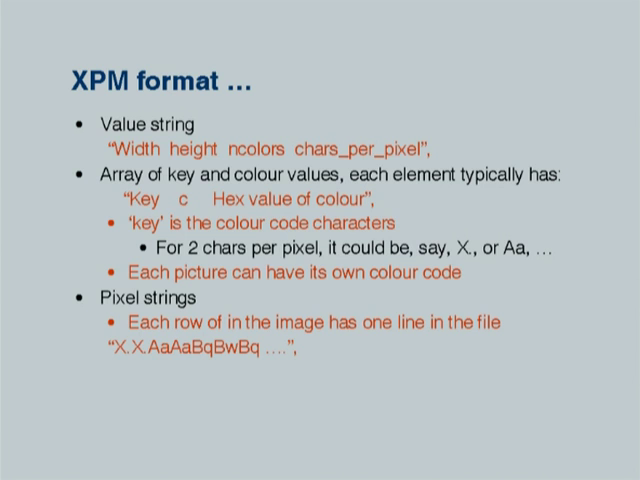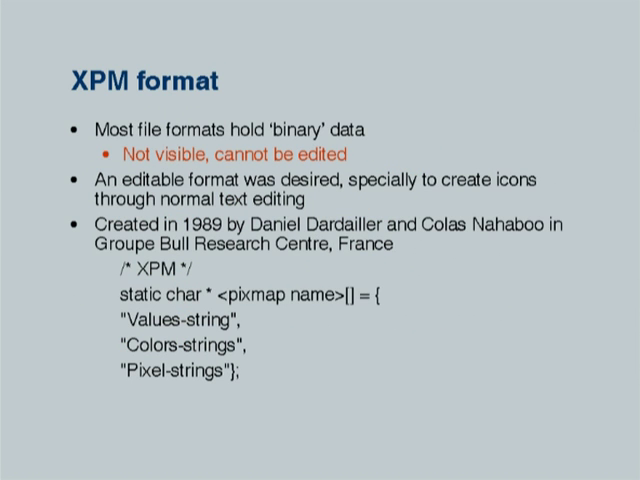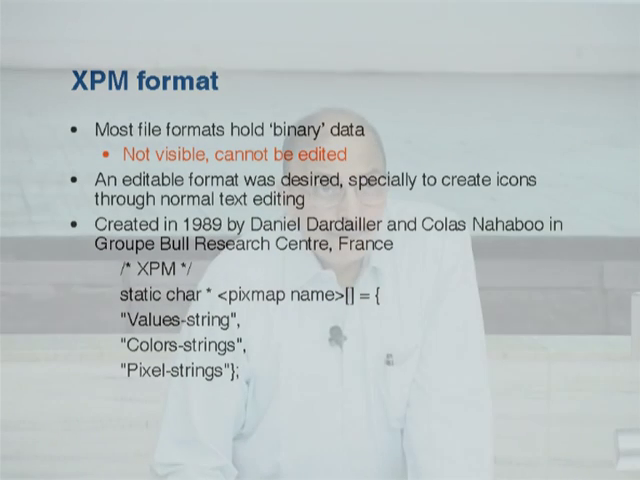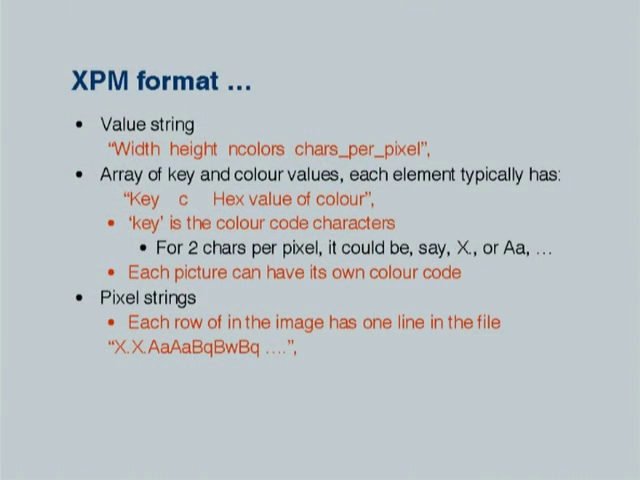Here is a format detail. Please note that this string has three types of string. One is the value string. There is only one string of this type. Then there are color strings, which define the color coding for every different color that is used. There could be 100 colors, 200 colors, 5 colors, 2 colors, as many as you want. And then finally, there are pixel strings. For each row of the image, there will be one string. And in that string will be color codes that are used to define the color key. We shall explain this in a moment. The value string is just a single string which contains a numerical value for width, a numerical value for height, a numerical value for number of colors, and a numerical value for characters per pixel.